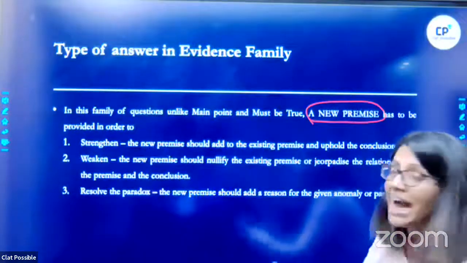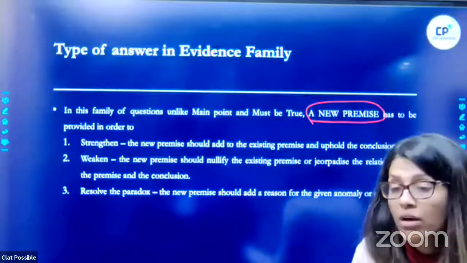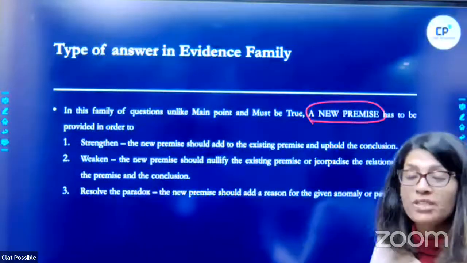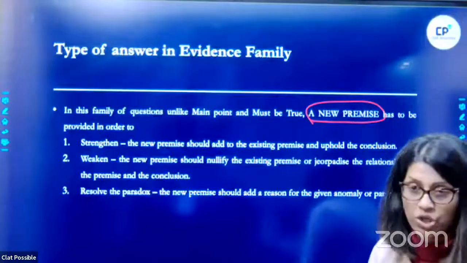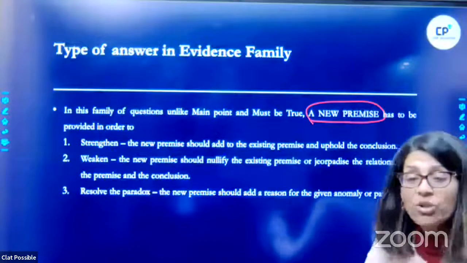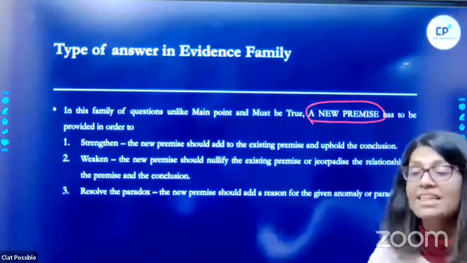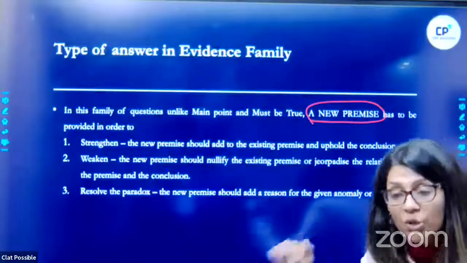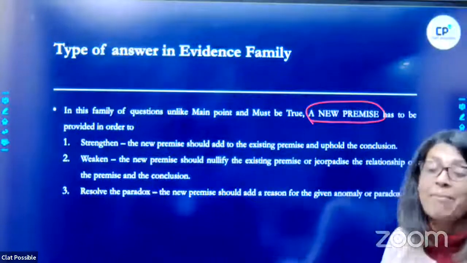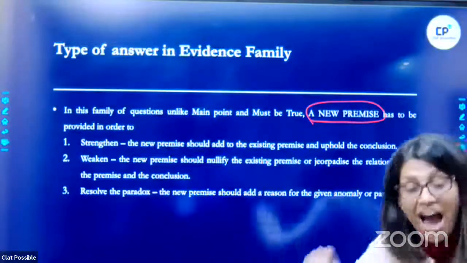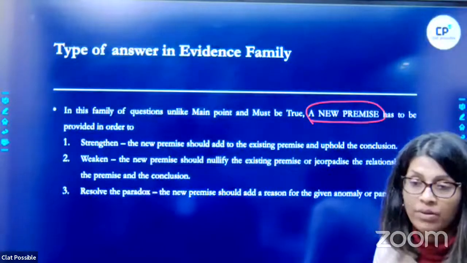Or somehow show that the given reason does not work. So in all this process, you are going to add new information. Please note in main point, I will say this answer is not correct because it is giving new information. But in evidence family, I cannot say this. I have to give a new reason.